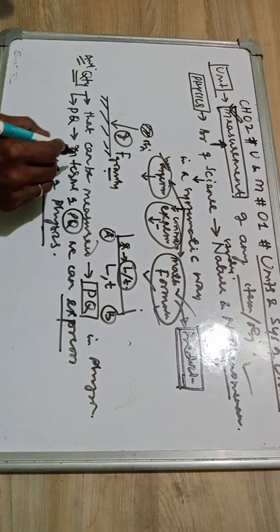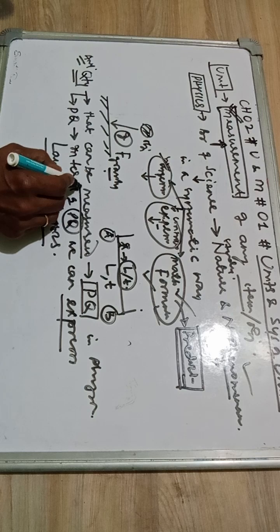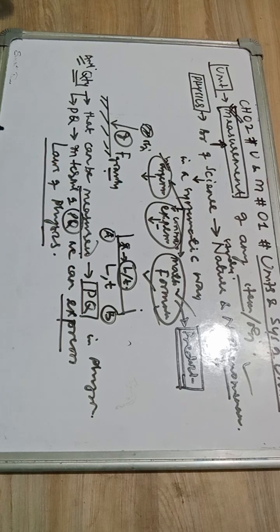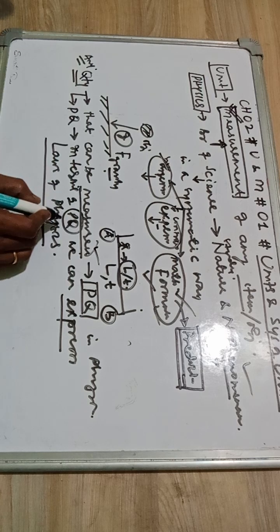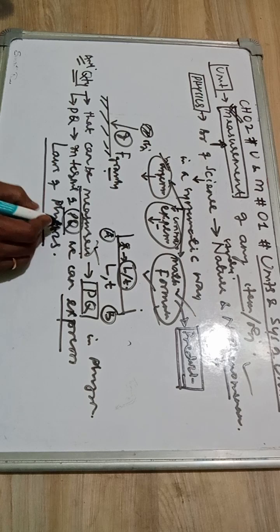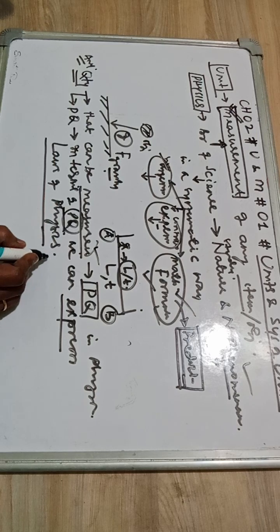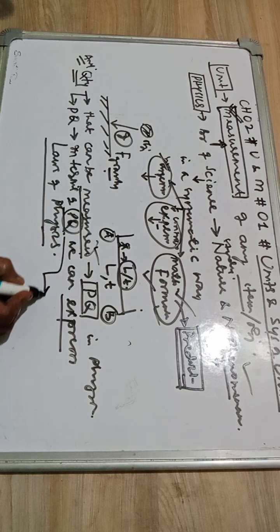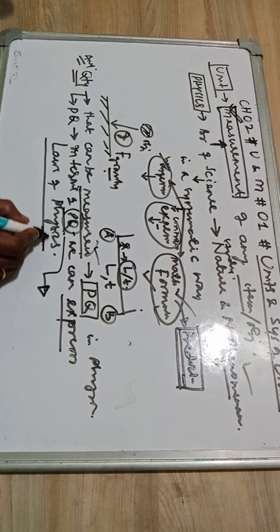These physical quantities can always be measured. Measured means it will have a certain value. If you measure, you will get some value. Those quantities that can be measured are termed in physics as physical quantities. Hence, physical quantities are the building blocks of physics. Without physical quantity, we can't study physics. Using these physical quantities, we will be able to understand the whole of physics.